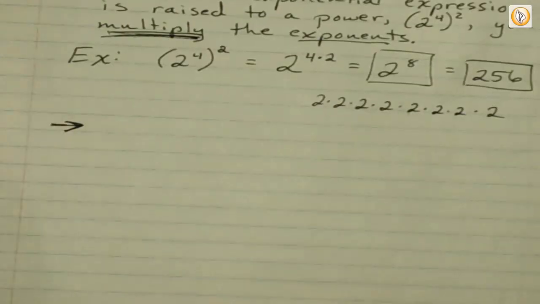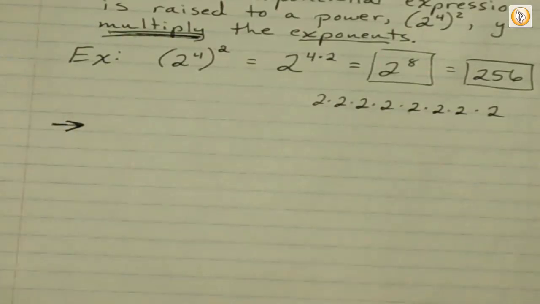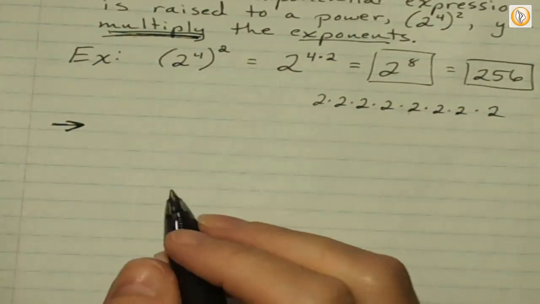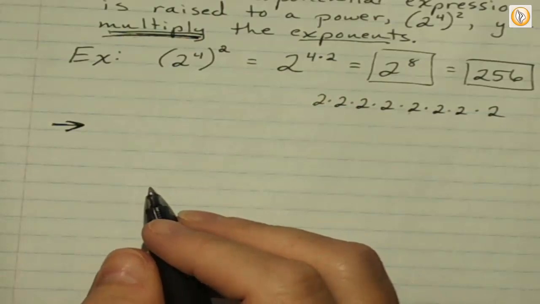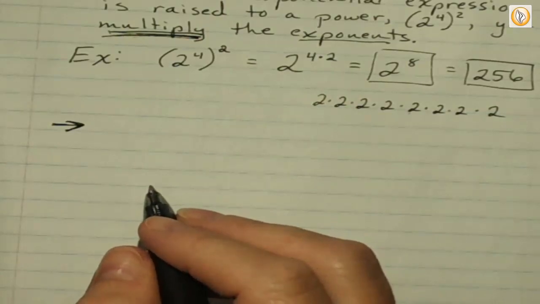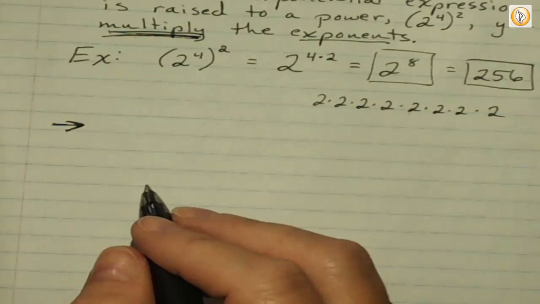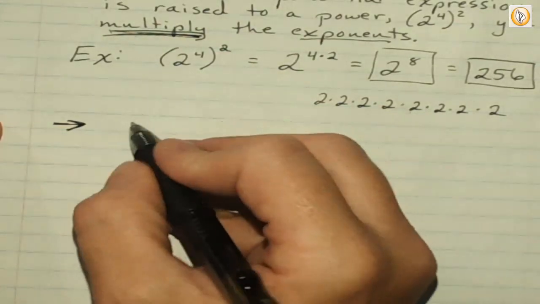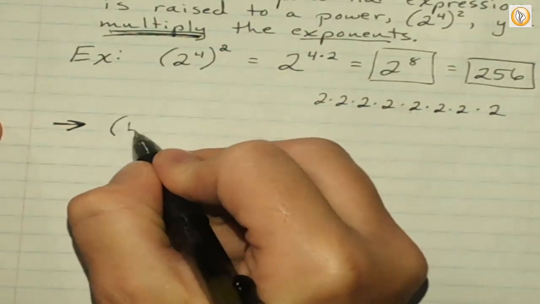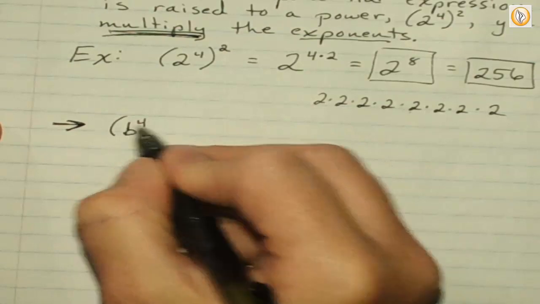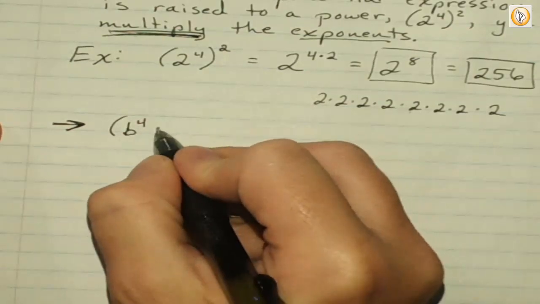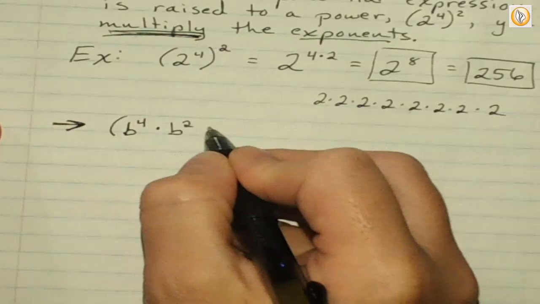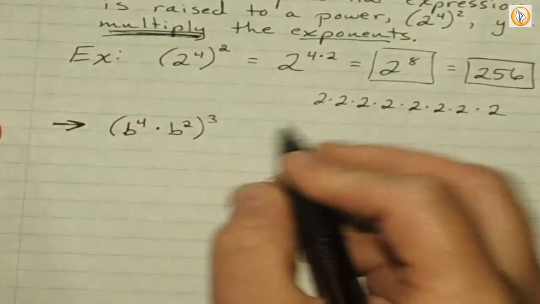All right. Let's do some examples, and then we're going to jump into the book. Now, make sure you write all these examples down, because I've got a ton of them, different scenarios. All right, here we go. This is where it gets fun. Y'all ready? B to the 4th power times b to the 2nd power, raised to the 3rd power.